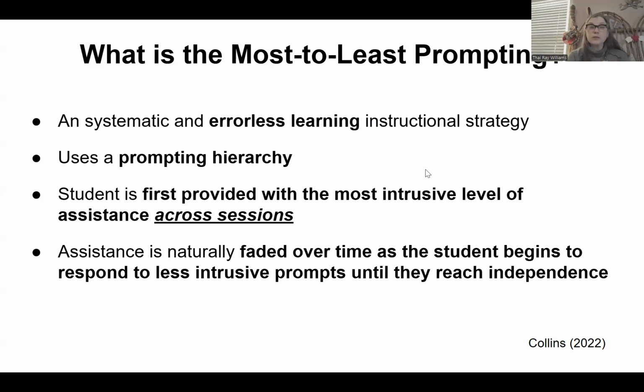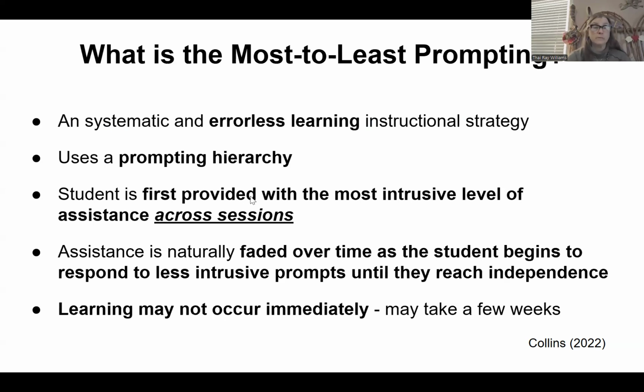So again, just like with the other prompting hierarchies, we want to make sure that we are not teaching prompt dependence by not fading the prompts that we're providing. So with most to least prompting, you're going to fade it over time, again, as the student responds to a least intrusive prompt. And you're going to be doing some probes, and I'll show you how to do that in just a few minutes. So as they start to become more proficient or they require a least intrusive prompt, you are going to fade those prompts over time. And eventually we're going to completely fade them out so the student is able to perform the skill independently.